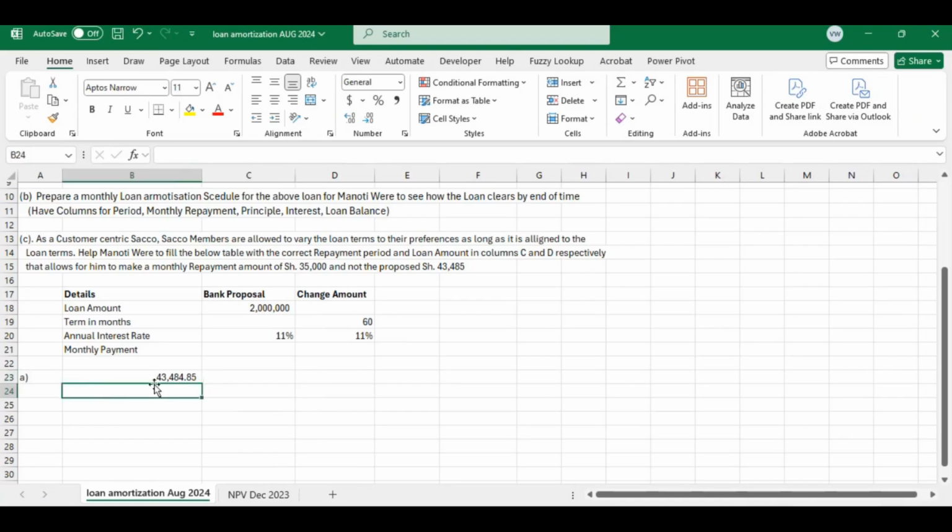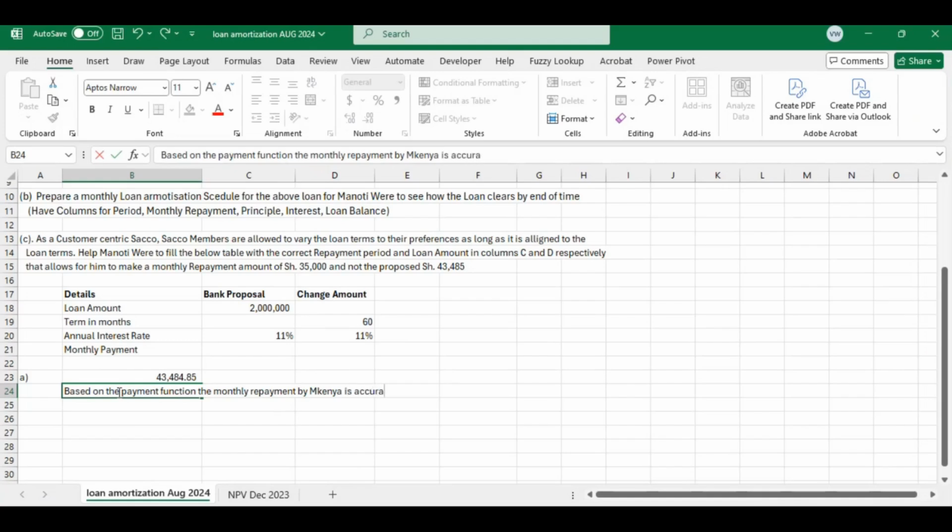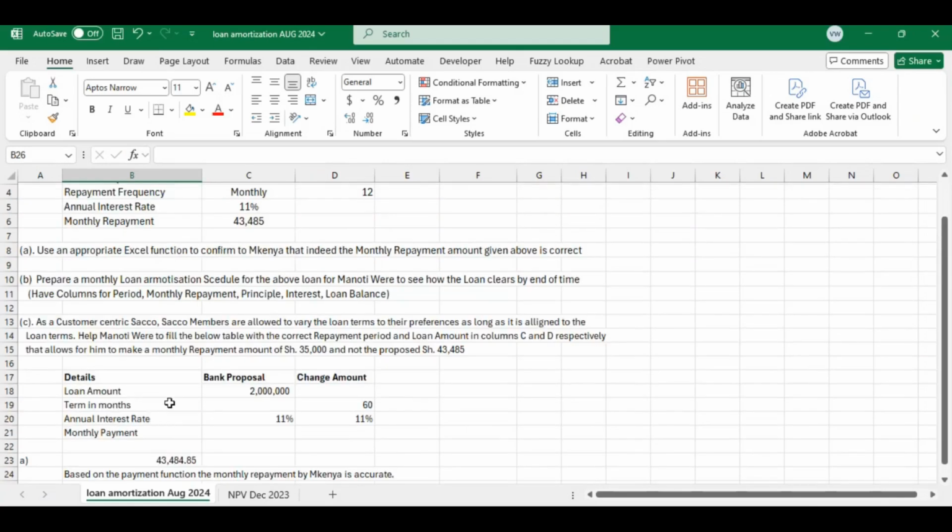So that is what we are saying based on the payment function, the monthly repayment by Kenya is accurate. That is the first part of our question.